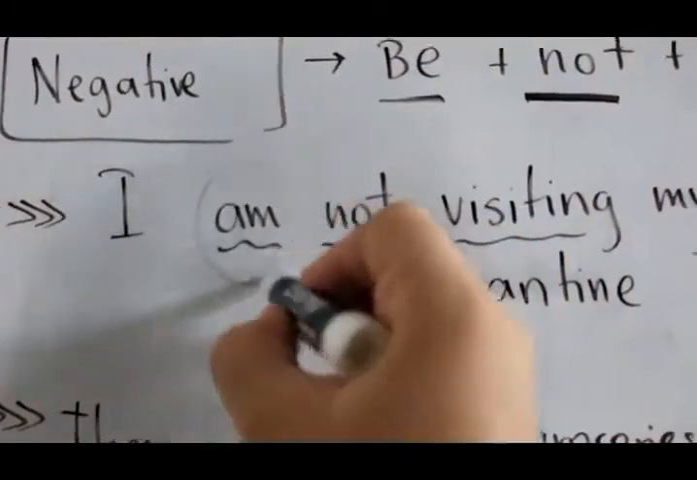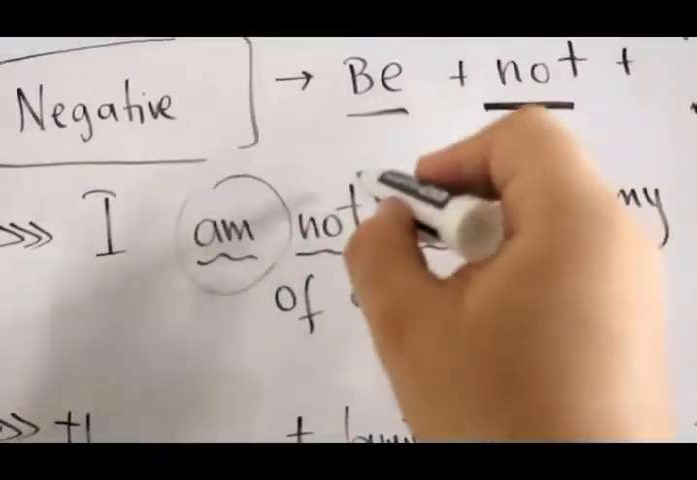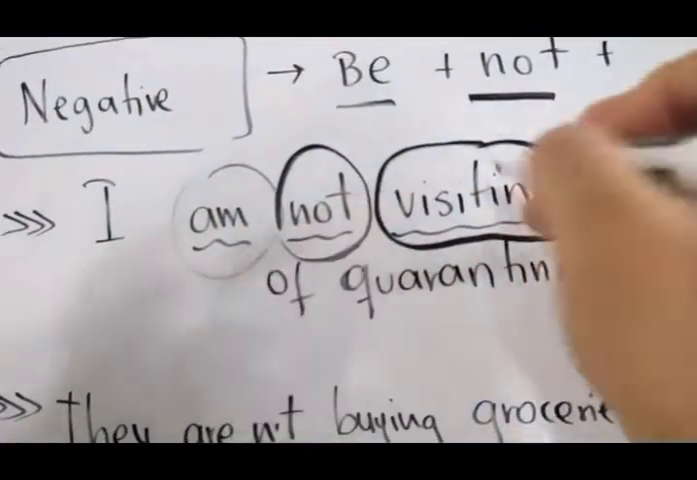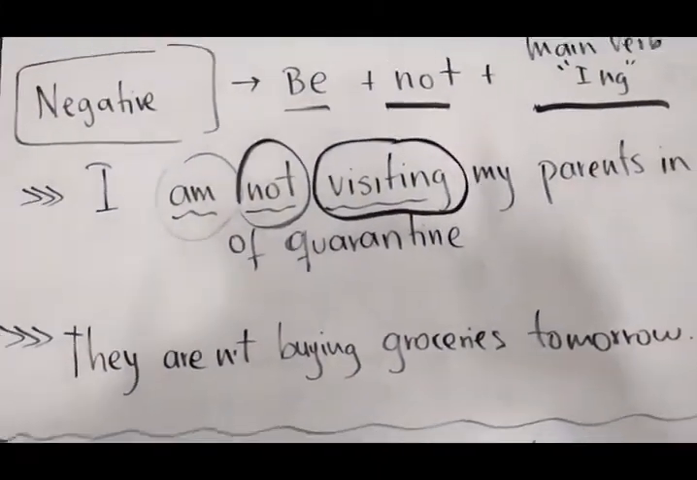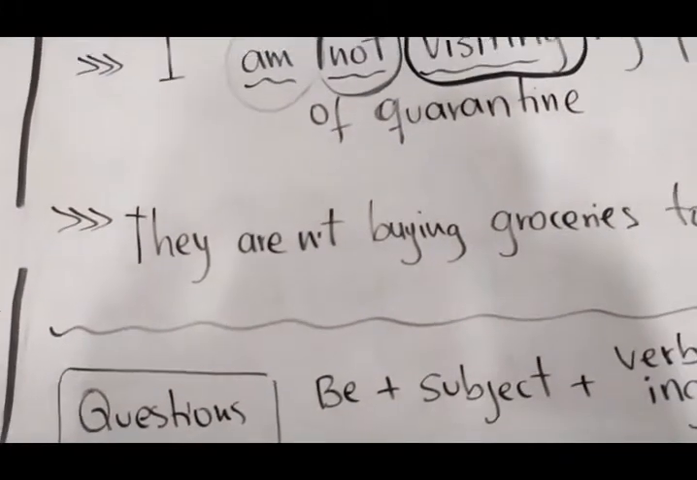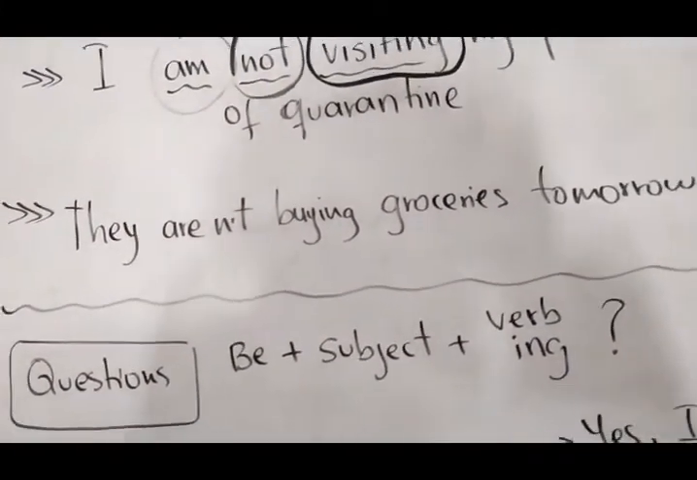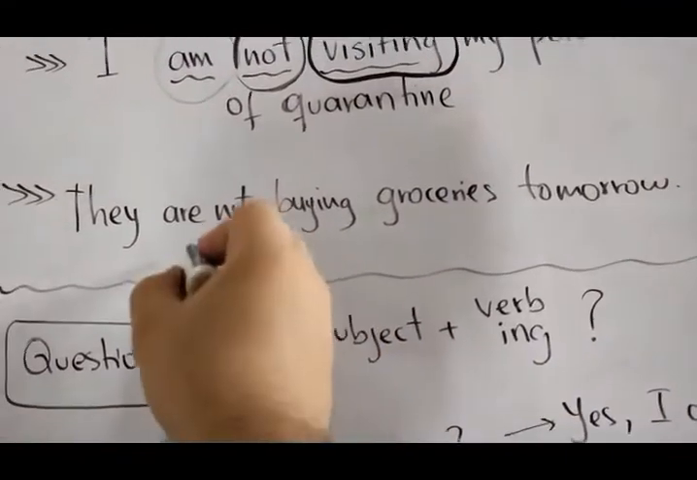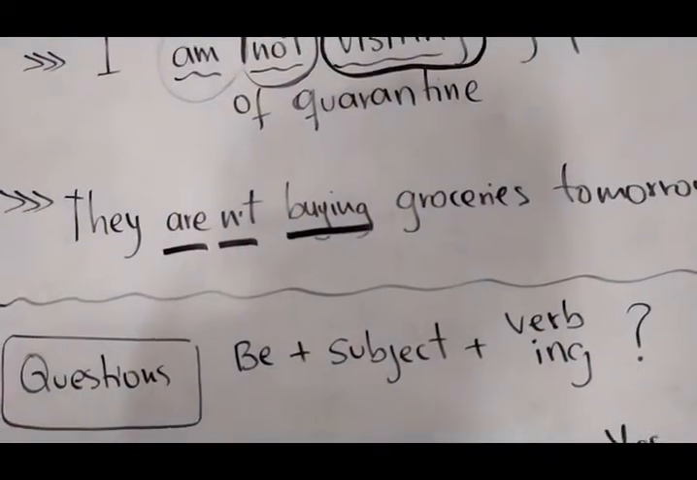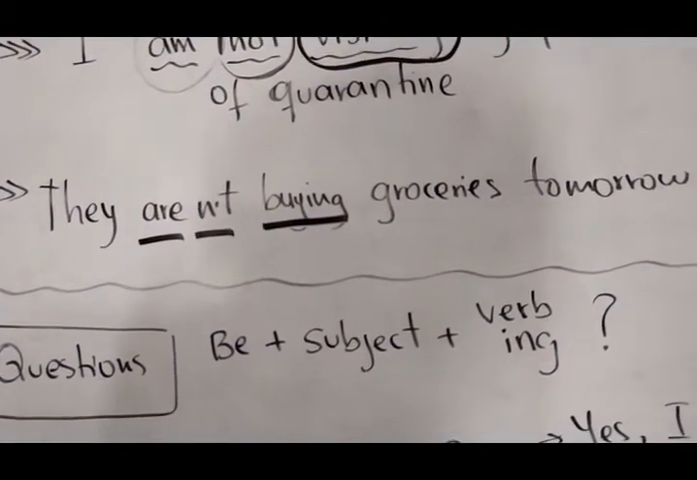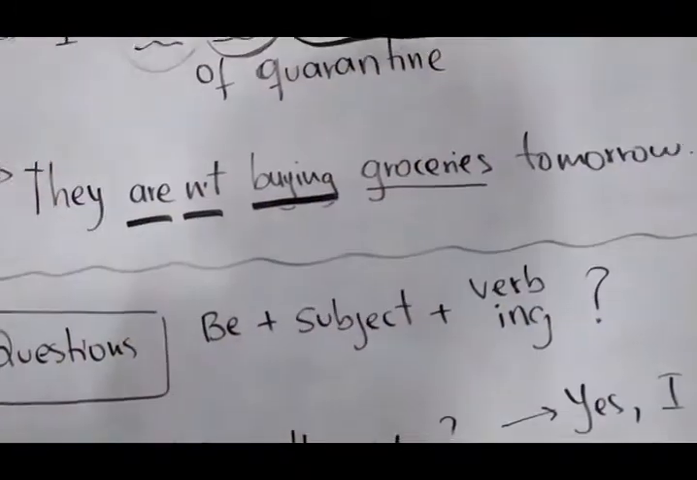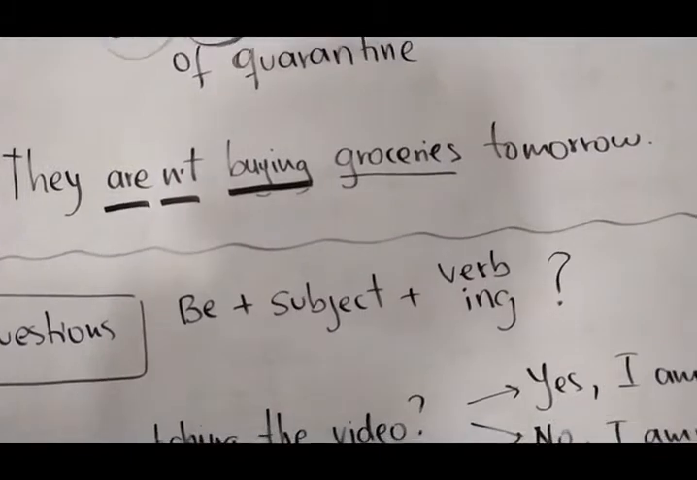Here we have the verb to be, I am, not, la partícula not, y el verbo con ing. I am not visiting. Yo no estoy visitando a mis papás en estos días. Let's see another example. They are not buying groceries tomorrow. So, as I told you, verb to be, the particle not, and the verb with ing. Ellos no están comprando mañana abarrotes. Groceries. Grocery means abarrotes, todo lo que es comida.